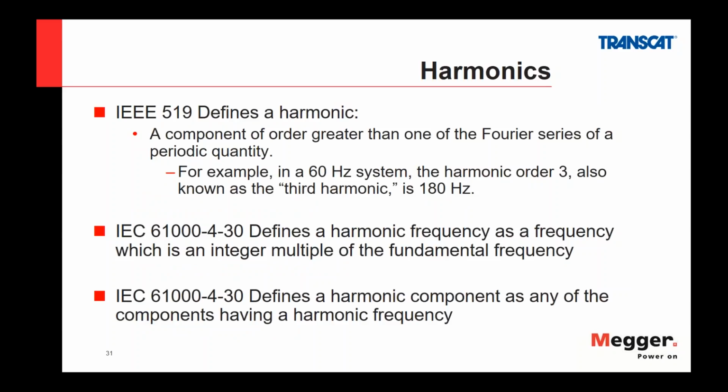So the IEEE 519 defines a harmonic as a component of order greater than one of the Fourier series of a periodic quantity. The IEC 61000-4-30 defines the harmonic frequency as a frequency which is an integer multiple of the fundamental frequency, and defines the harmonic component as any of the components having a harmonic frequency.